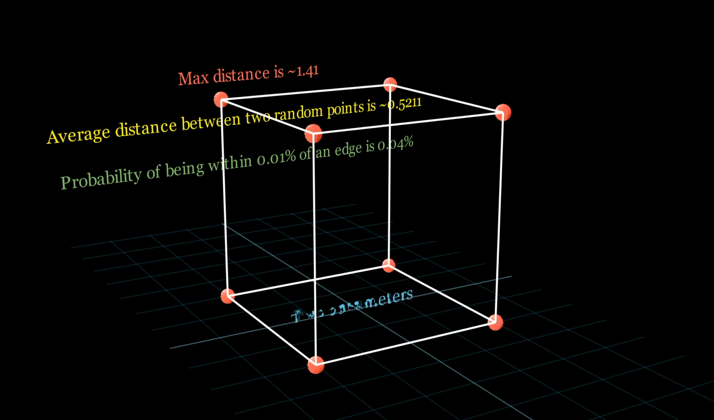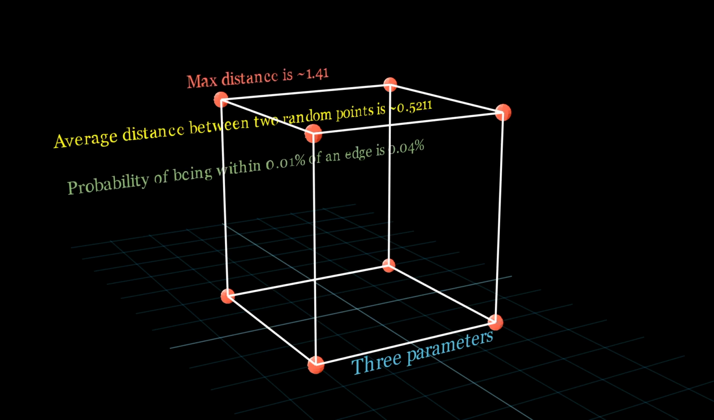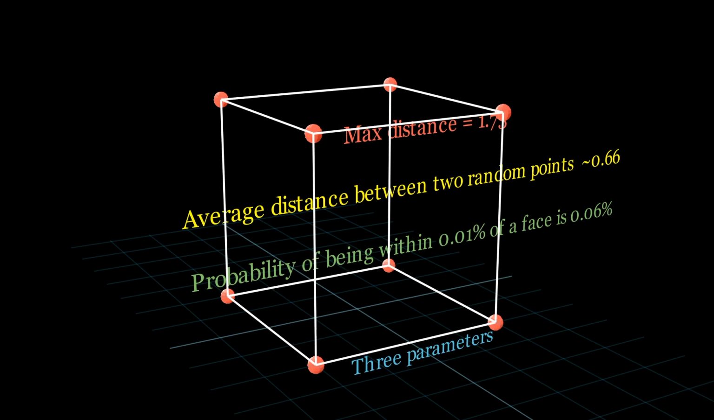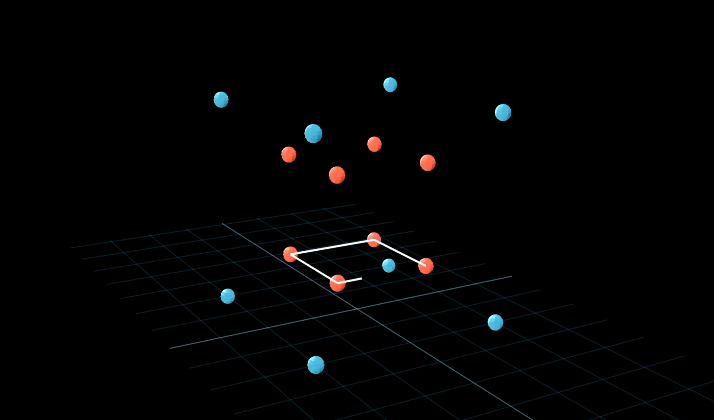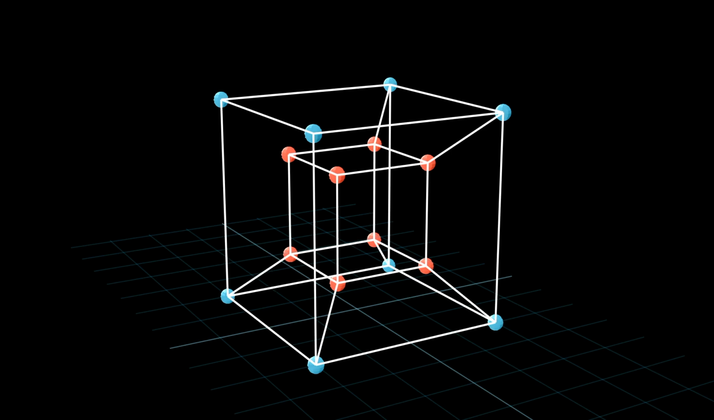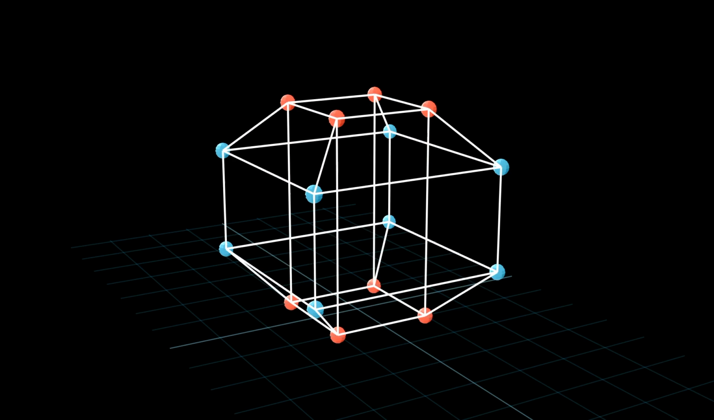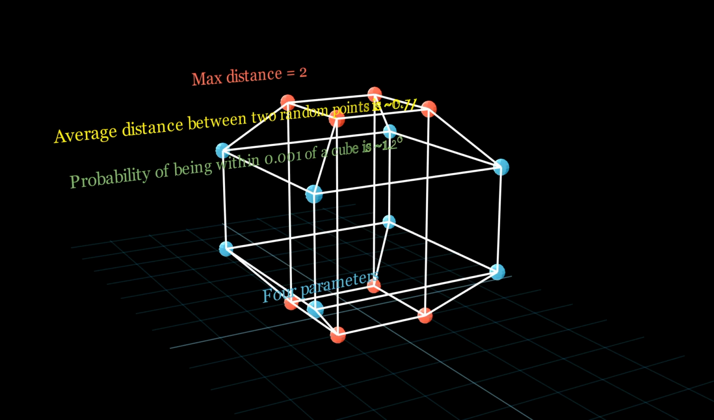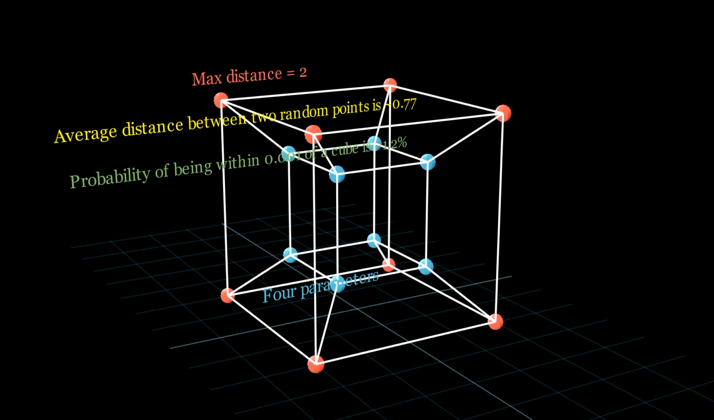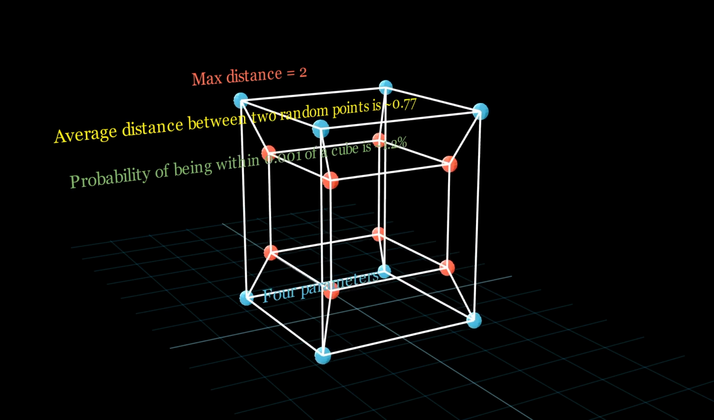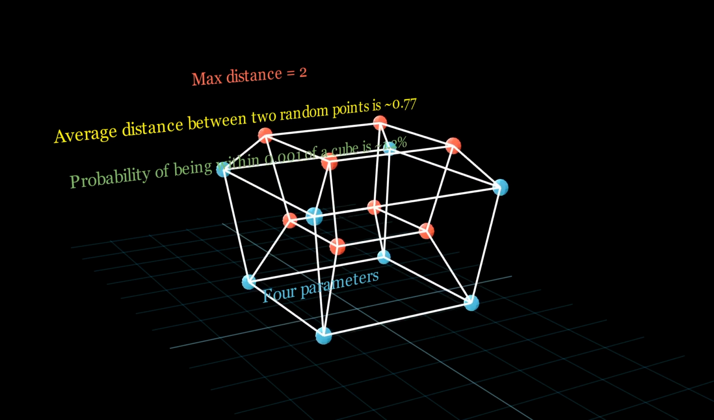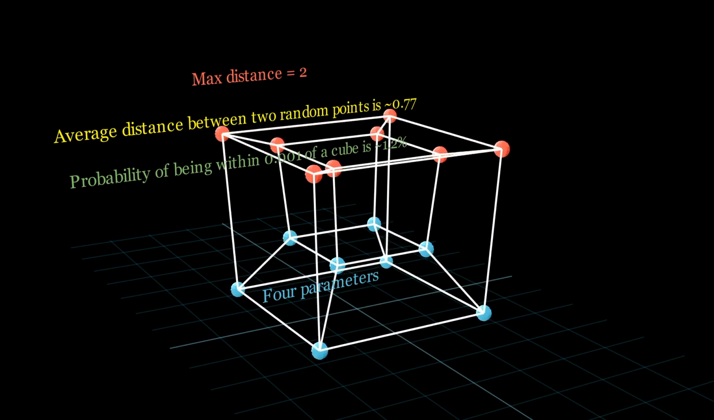Adding a third dimension means that the furthest that 2 points can be from each other is 1.73 units, and 2 points chosen at random will have an average distance of 0.6616 from each other. Adding a fourth parameter, which is still very low dimensionality for most practical problems, the maximum distance that 2 points can be from each other in a unit hypercube goes up to 2. And 2 random 4-parameter points will be 0.7776 apart.